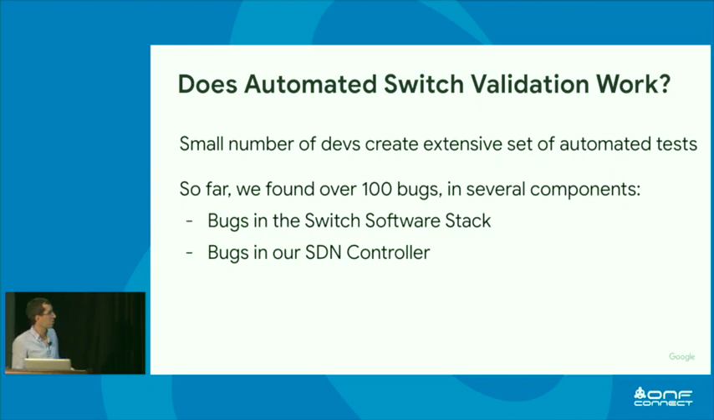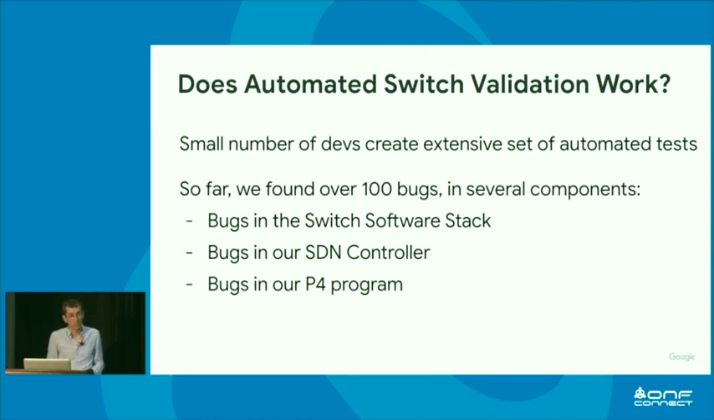But interestingly, we also found bugs in our SDN controller, where the SDN controller was doing the wrong thing. We found bugs in our P4 programs, where sometimes when you test your switch against the P4 specification and you find a discrepancy between the two, it turns out the switch was actually doing the right thing, but your specification was wrong. So really you're testing whether the two match, and if they don't, a human has to look at this and decide whether the problem is in the switch or whether your specification is wrong.